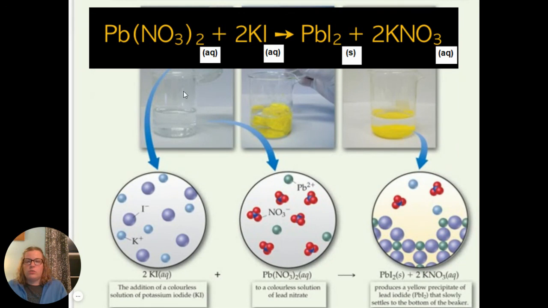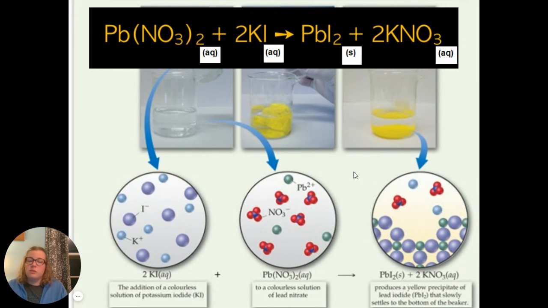So here's just a picture of what's going to happen. When you mix these two things together, they are going to form a precipitate. And the precipitate is going to be our solid that you see here. And in the case of this beaker, it's going to be solid lead iodide at the bottom, which takes this kind of cool yellowish color.